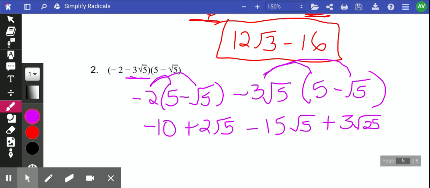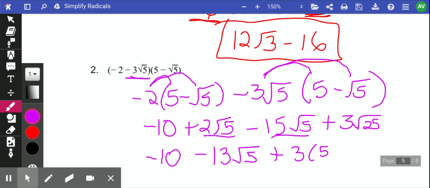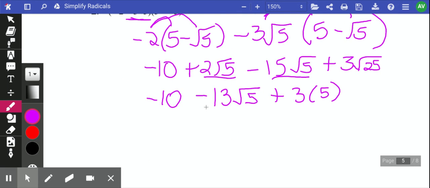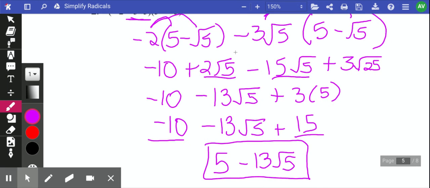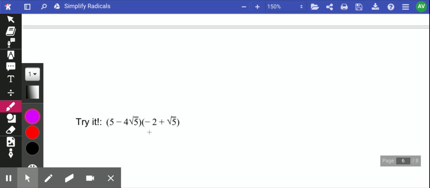Okay, so now let's start combining our like terms and simplifying. Negative 10 can't be simplified. These two are like terms. Positive 2 minus 15 is going to be negative 13 radical 5. And then over here, this is going to be 3 times 5 because radical 25 is just 5. Okay, let's multiply that out. So I have negative 10 minus 13 root 5 plus 15. Negative 10 plus 15 is positive 5. So I have 5 minus 13 root 5. And no, the order you write these in does not matter, as long as the signs are correct. All right, you guys are ready to try one.